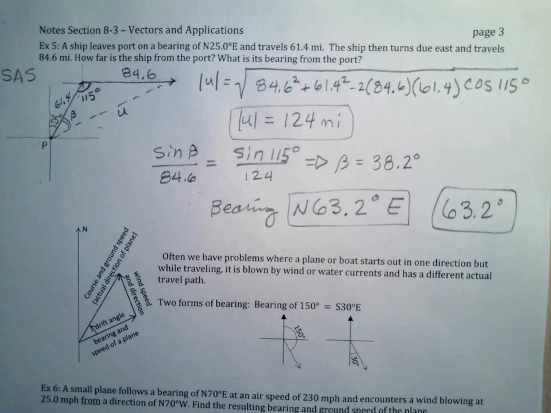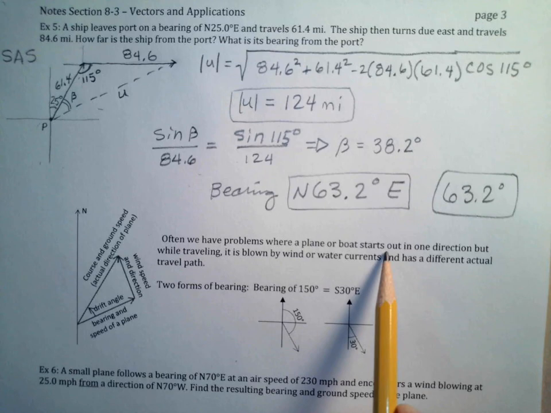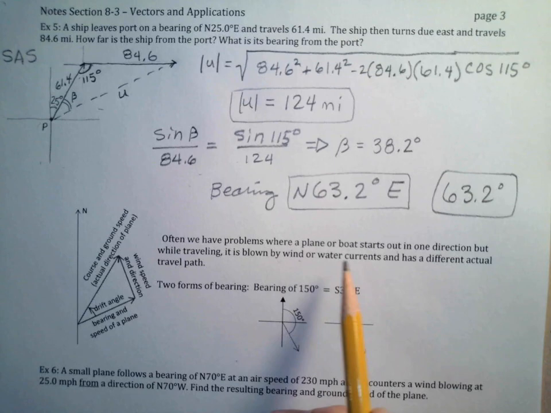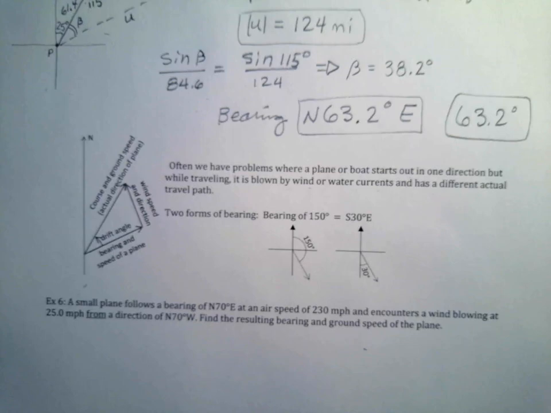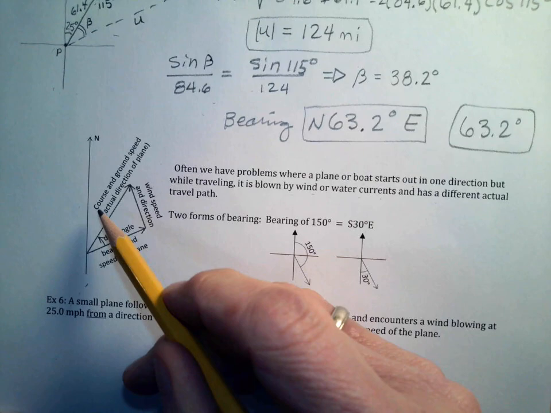Next example. So often we have problems where planes or boats start out in one direction, but while traveling, it is blown by wind or water currents and has a different actual travel path. So let's look at this example here. It's a little small, the drawing. All right. Course and ground speed, that means the actual direction of the plane.